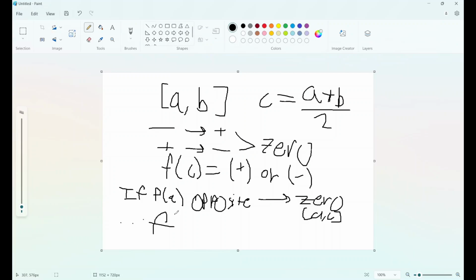So if f of b is opposite f of c, then we know that the zero must be on that range. And so of course you can see how the logic gets a little fuzzy here. It is totally possible that if you have a large enough range of values, you have some sort of function where both of these cases end up being true. So it's totally possible that you get a value from a to c flipping, as well as the sign from c to b switching as well.